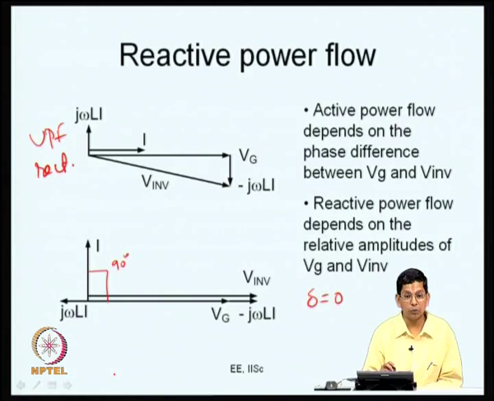So, how about the reactive power flow? The reactive power actually flows from the end where the amplitude is higher to the end where the amplitude is lower. So, there is a power flow from V inverter to Vg. So, you are able to pump reactive power now. The active power flow depends on the phase difference between Vg and V inverter, and the reactive power flow depends on the relative amplitudes of Vg and V inverter. This is a case of supplying reactive power.